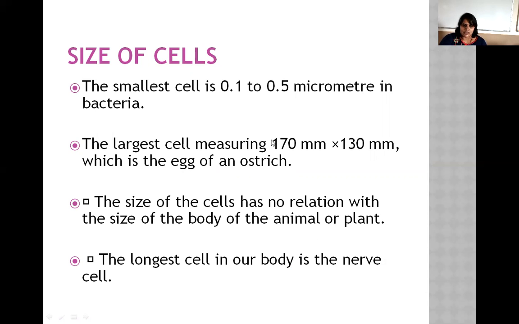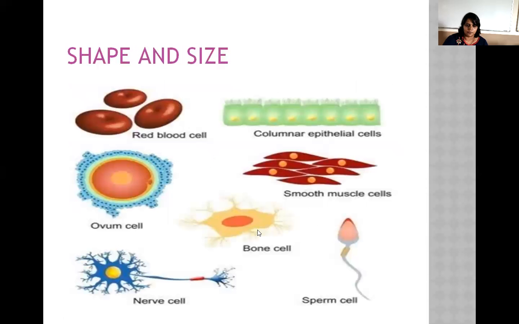Size of the cells. The smallest cell is considered to be bacteria, whose measurement is 0.1 to 0.5 micrometer. The largest cell measures around 170 millimeter by 130 millimeter, which is the egg of an ostrich. The size of the cell has no relation with the size of the body of the plant or animal. The longest cell in our body is the nerve cell.